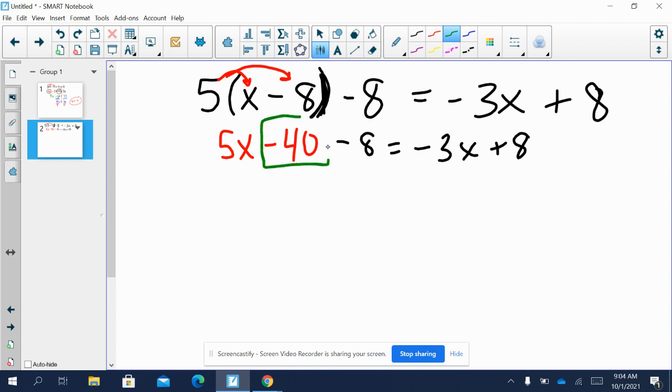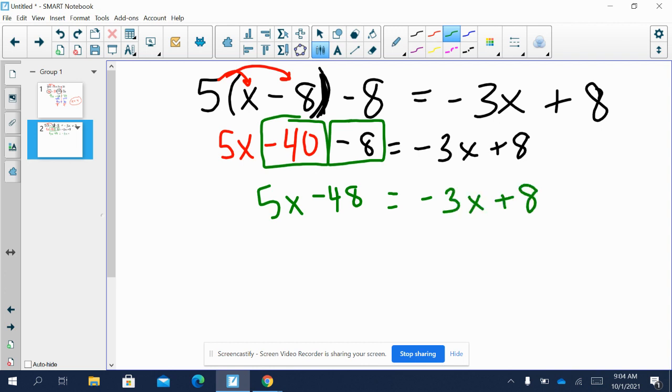I see I have a minus 40 here, and I'm taking away 8 over here. So in total, I'm taking away 48 from this side. So it's 5x take away 48, and that's equal to negative 3x plus 8. So again, the 5x came down, the negative 3x came down, and the plus 8 came down as well.